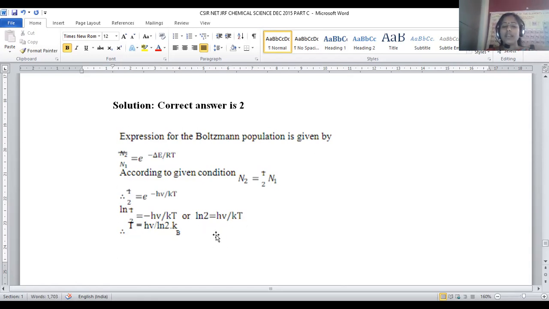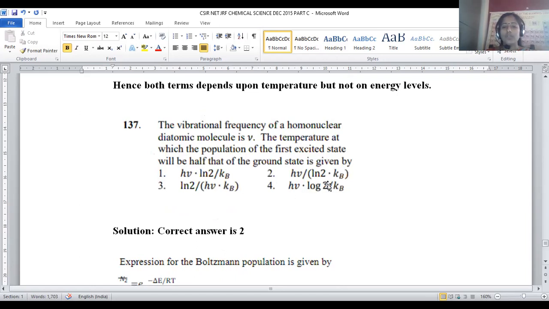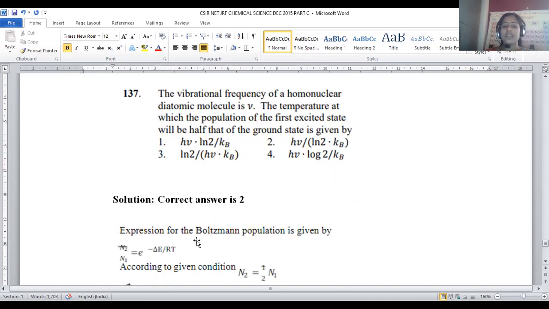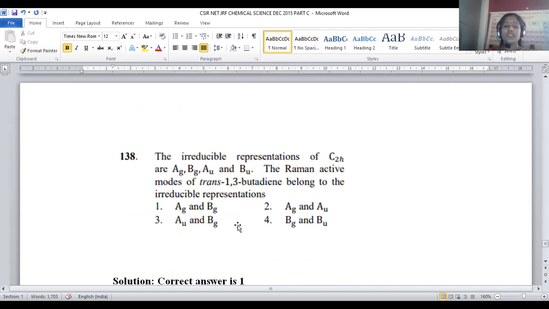From this, temperature can be calculated when temperature is taken to this side: h nu by k ln2. H nu by k ln2 is provided in option number 2. For question number 137, option number 2 is the correct answer. This is derived based on the Boltzmann population law. Let us move on to question number 138.